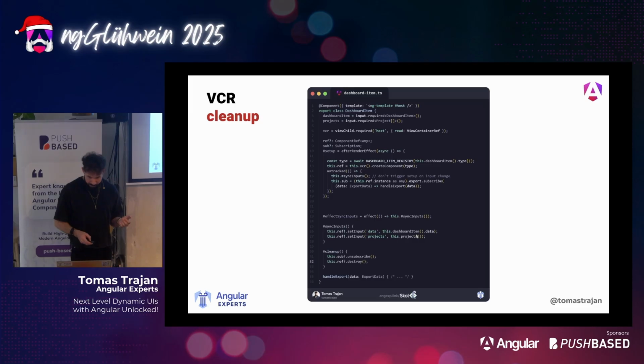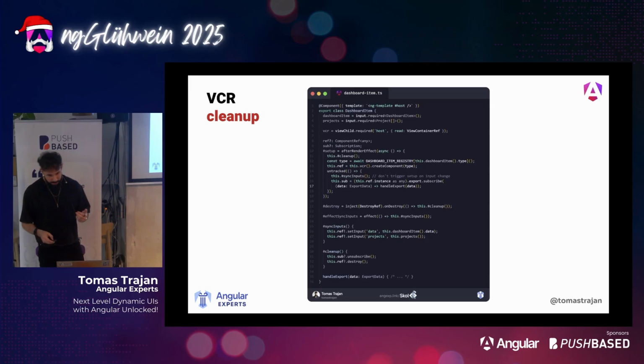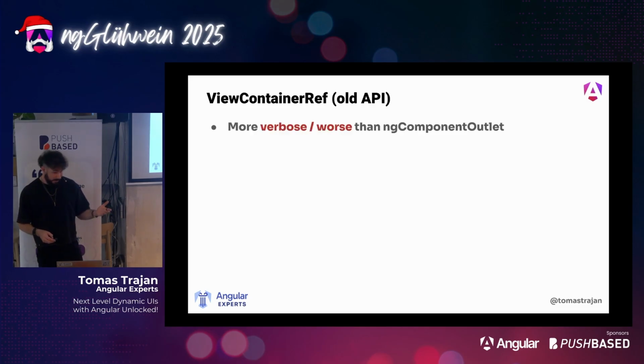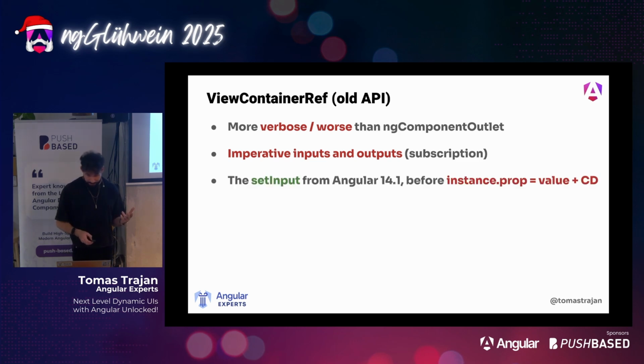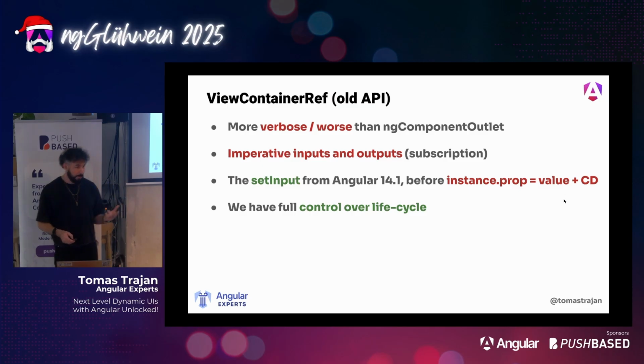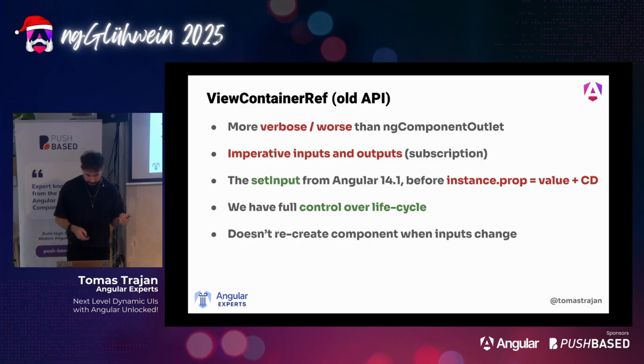And then the cleanup, of course, we want to unsubscribe and destroy, and we want to do it whenever we create a new component, when the type has changed, or of course, when the whole dashboard item was destroyed. So it's more verbose and kind of worse than the ng-component-outlet. It has imperative inputs and outputs. The setInput is available since 14.1. Before that, we would have to do instance prop equals value and run the change detection. But what is better is that we have full control over the lifecycle compared to the ng-component-outlet, where basically we pass something to the directive, we lose the control, it will just destroy and recreate.